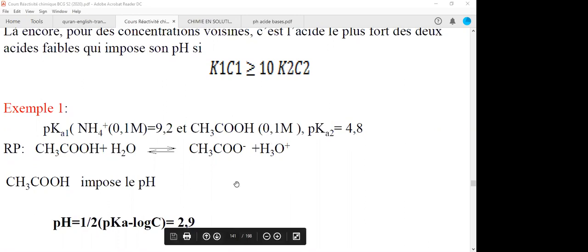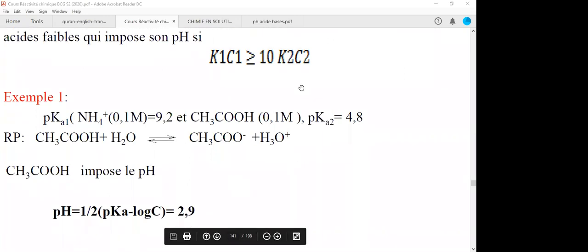Let's just verify if what you are saying is correct. Maybe we might have swapped. So 0.5 times, in brackets, pKa 4.8 minus log of concentration 0.1. So this is 2.9. It is correct.